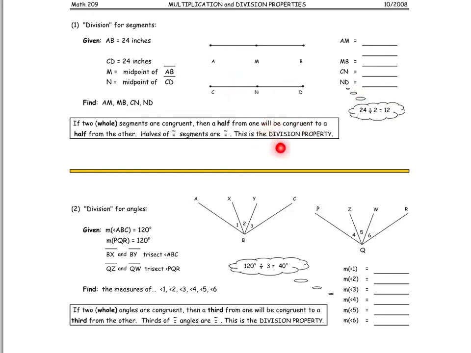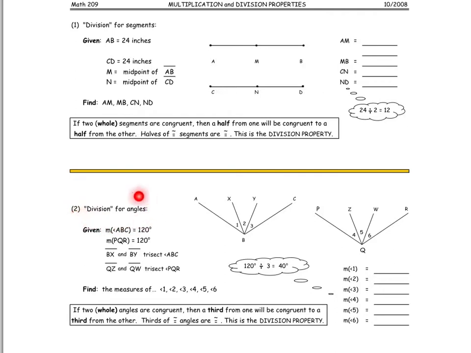What division is saying is that if two segments are congruent, then a half from one will be congruent to a half from the other. That's different from talking about when AM is congruent to MB. AM is congruent to MB because of the definition of a midpoint. I don't need the division property, nor is the division property created, to tell me that one half of AB is congruent to the other half of AB. I need the division property to tell me that if two whole segments are congruent, one here and one here, then a half from one will be exactly the same length as a half from the other.